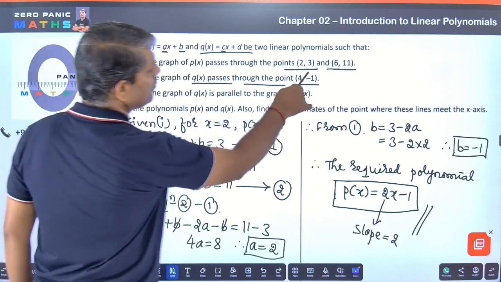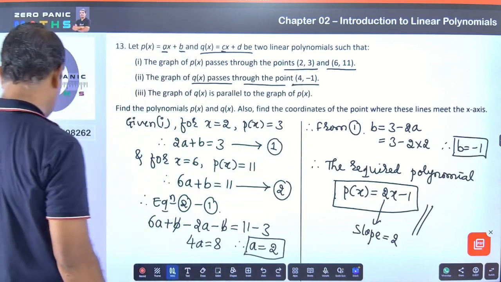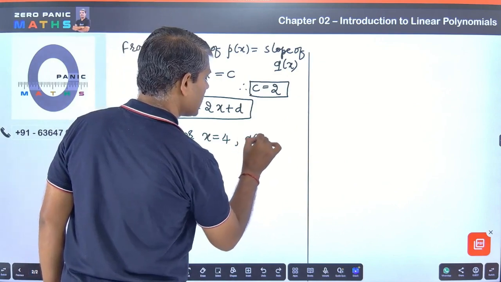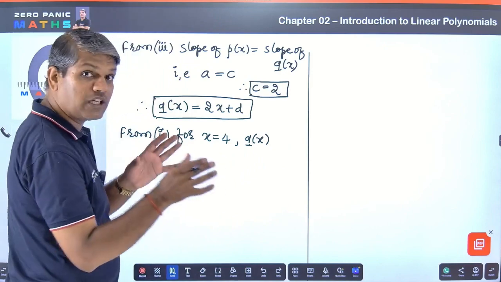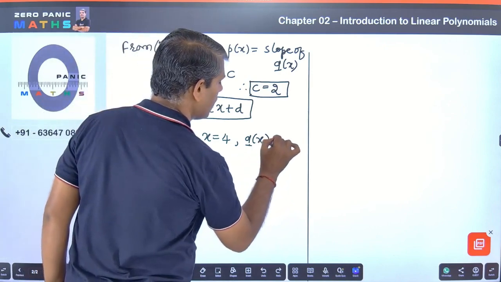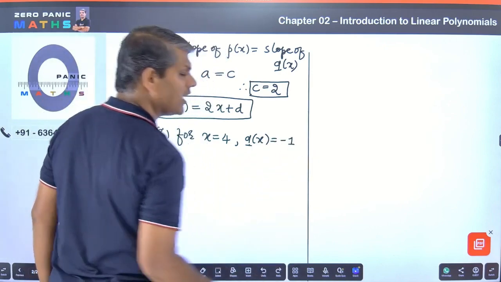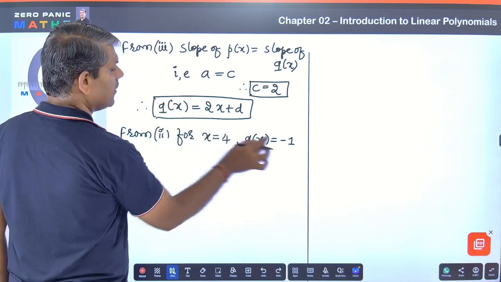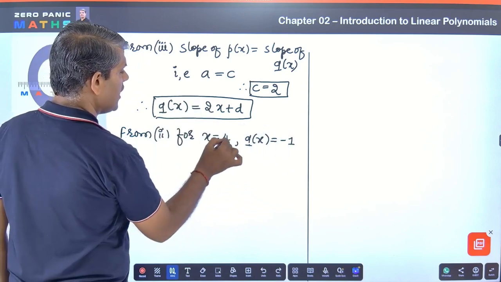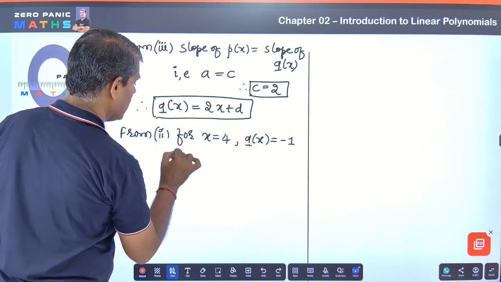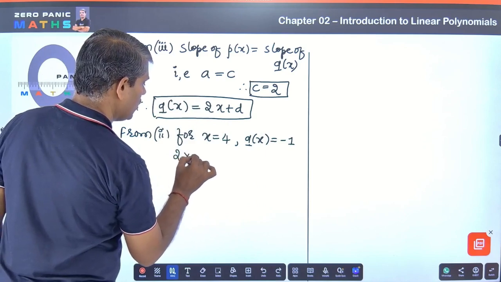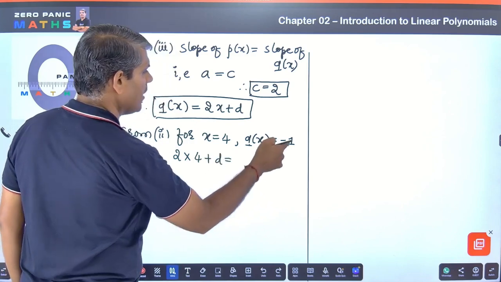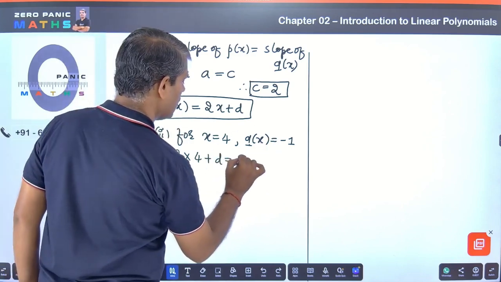Okay, I'm making use of this point (4, -1). For x is equal to 4, q of x, because they are saying q of x passes through that point (4, -1), I can say q of x is equal to -1, that is y is equal to -1. So substitute that -1 here and x is equal to 4 here, so that will be 2 into 4 plus d is equal to -1, right?